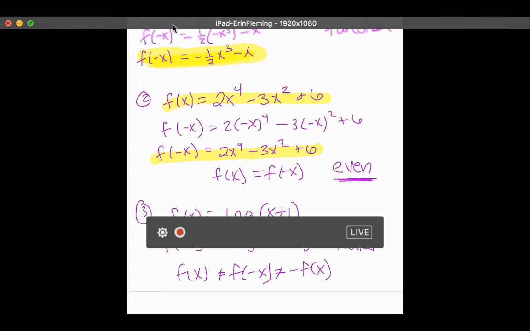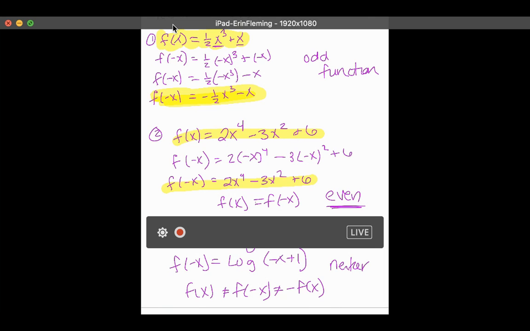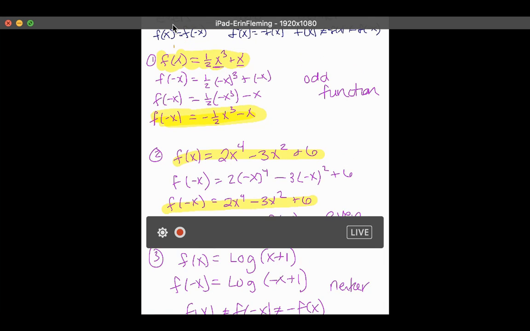Now I'm going to zoom out here. I'm going to let you guys in on another little secret, a bit of a shortcut. So just like we have some functions that are even, some are odd, when it comes to polynomials, if we look at a function's degree, it says a lot about even and odd. If it has an odd degree, it only has an option of being odd.